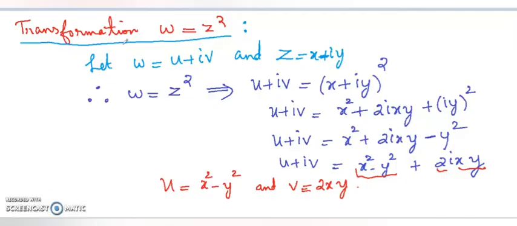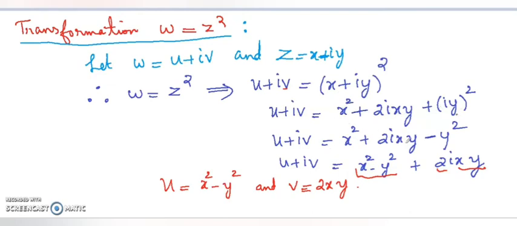Now let us learn the transformation W is equal to Z square. So let W is u plus iv and Z is x plus iy. So throughout this chapter we always take W and Z like this, u plus iv and x plus iy. Now W is equal to Z square, substitute it: u plus iv is equal to Z square, which is (x plus iy) the whole square.